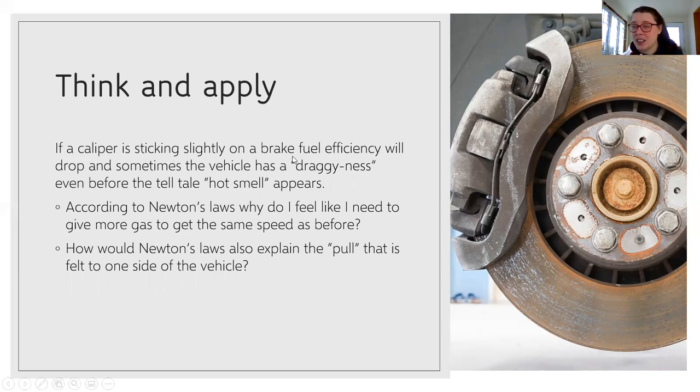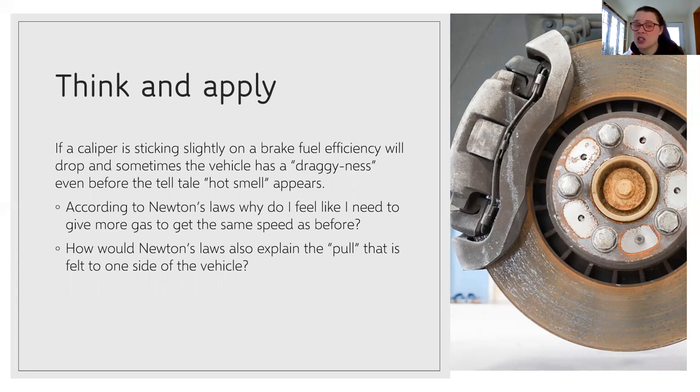But one of the things I observed every time we had a sticky caliper was that fuel efficiency would drop. So we'd suddenly notice we weren't getting quite as many kilometers out of a tank, and it would just feel draggy. When I was stopped and went to start, you always felt like you had to give a little more gas. And even once you got going, you always felt like you were giving a little bit more gas. It just didn't want to drive the way that it should.